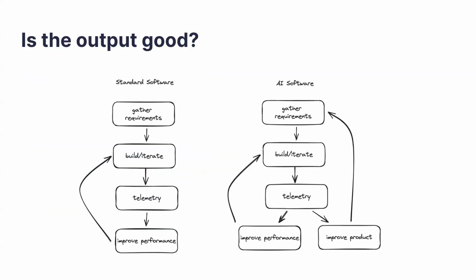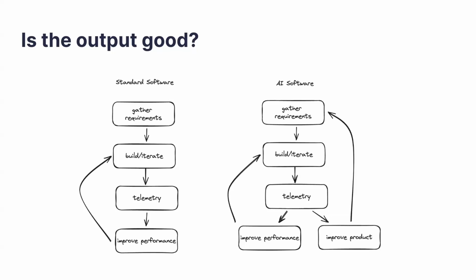But I think this highlights an interesting point. And you might look at this and be angry because you might think everything's on the right, but I think there's a difference in the way that software is developed. In standard software, you gather requirements, build and iterate, get telemetry, and then you use the telemetry for improving performance. So then you go back and make the function faster, right?